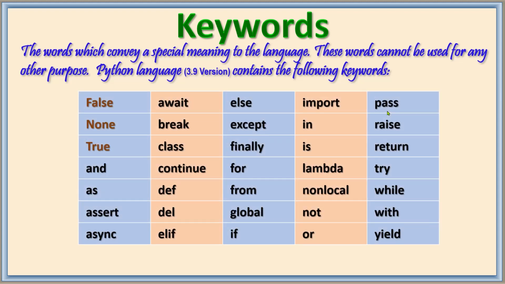If you see the first 3 words and the rest of the words, can you make any difference? Yes, you are absolutely right. The first 3 keywords start with capital letters. The rest of the keywords are with small letters. In computer language, we always call them uppercase letters and lowercase letters. You must know one thing, that the Python language is case sensitive.